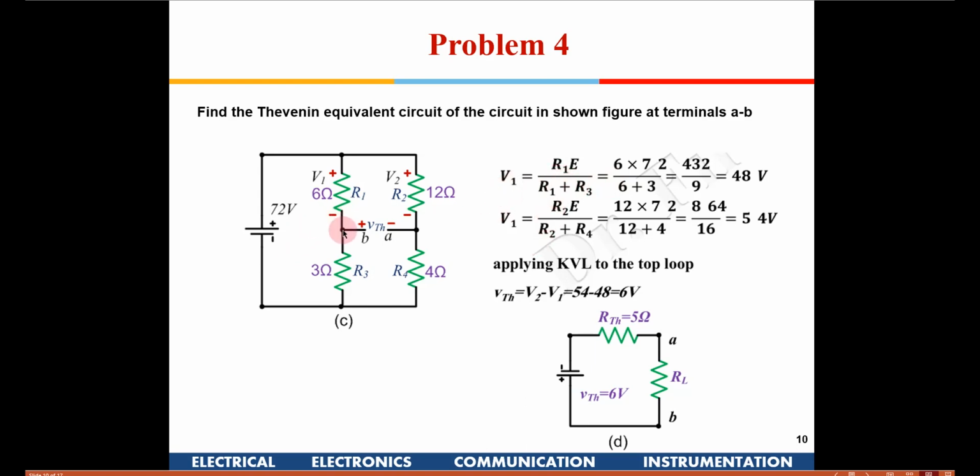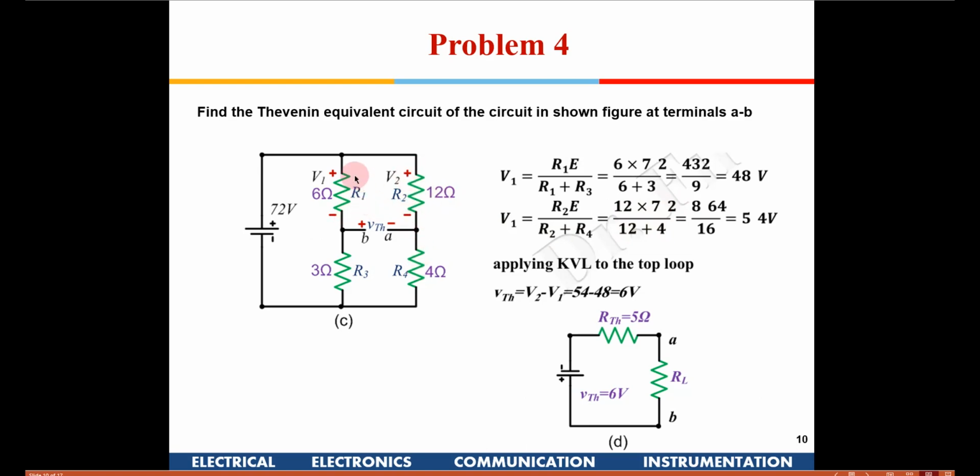So V1, which is this voltage, is 72 into 6 divided by 6 plus 3. So this is the voltage, plus minus. Similarly, this voltage is found to be 12 into 72 divided by 12 plus 4. So this is the voltage division rule.